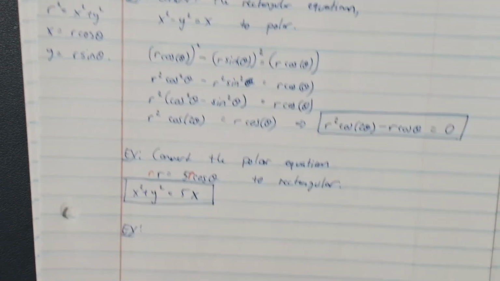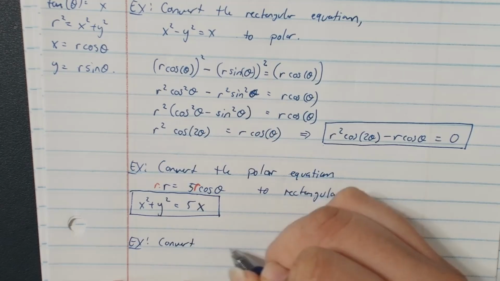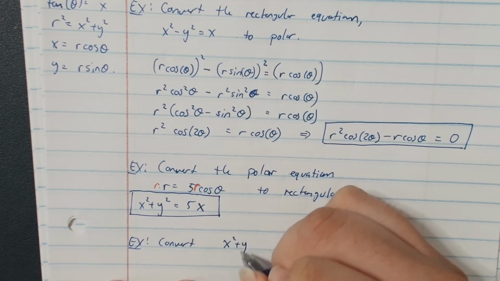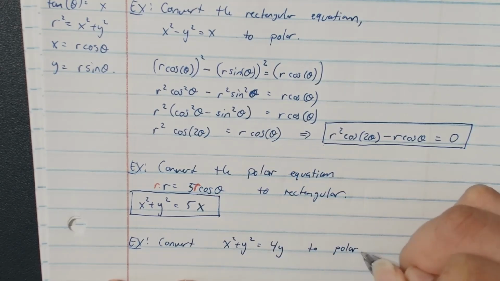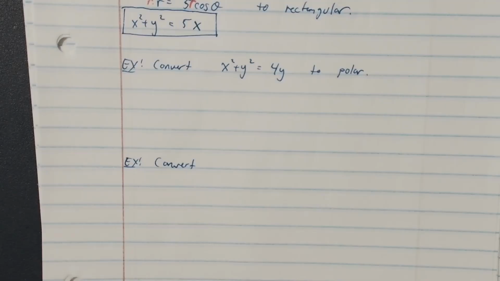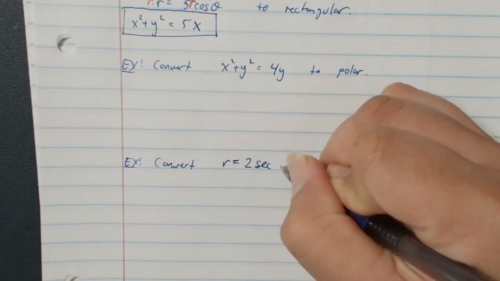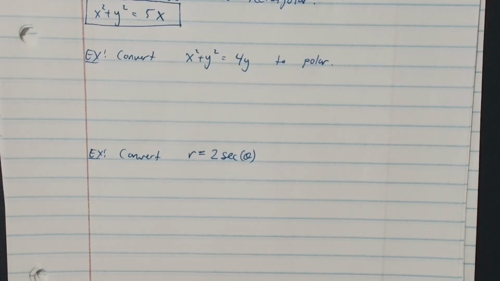That's our last examples here for this section. Go ahead and convert from rectangular to polar. Let's try x squared plus y squared equals 4y to polar. And also go ahead and try to convert r equals 2 times the secant of theta. Again, you're using these. Go ahead and pause the video, give it a try, and once you're done, unpause and we can go through them together.